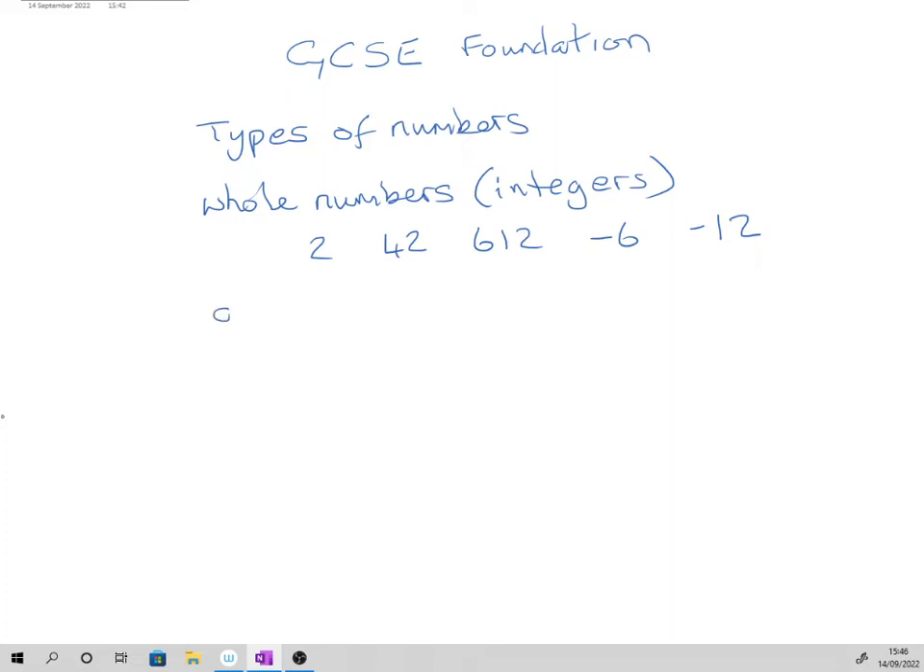We had decimals, which were 2.3, minus 0.4. Anything with a decimal point in it, really. It doesn't matter whether it's positive or negative. It doesn't have to be a whole number, then a decimal. It can be 0.4.